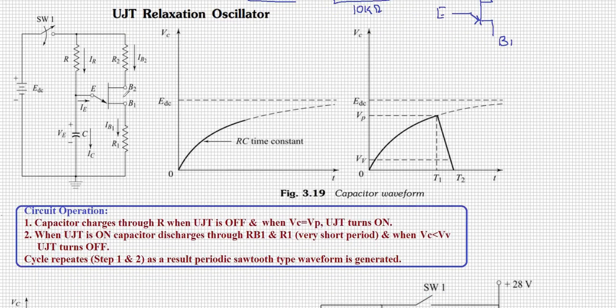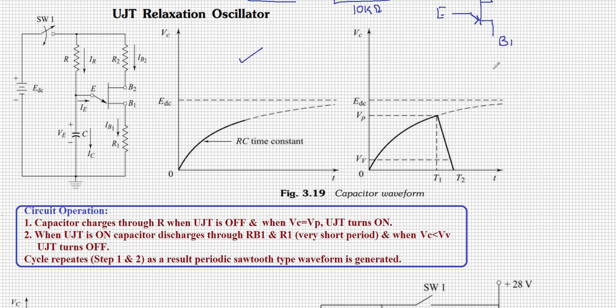The circuit operation can be explained in two steps. The first step: once the switch is closed, this diagram depicts VC versus t, that is, how the capacitor voltage is going to charge to the maximum, EDC, the applied voltage. The capacitor will be charged through R when the UJT is off. Please note, initially the UJT will be off. You know the VI characteristics of a UJT: it will be turned on only when the voltage is beyond VP, the peak voltage. The peak voltage is purely determined by EDC, right?